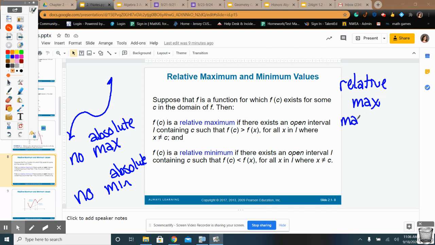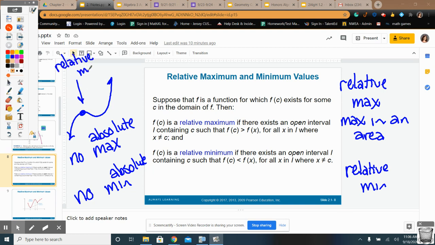So it's a max in an area. That's what it means, kind of relative. And the same thing with relative min. So if it's its maximum value in its area, we call it a relative max. So this point here would be a relative max because in that area it's a max. This point here would be a relative min because it's a minimum in the area.